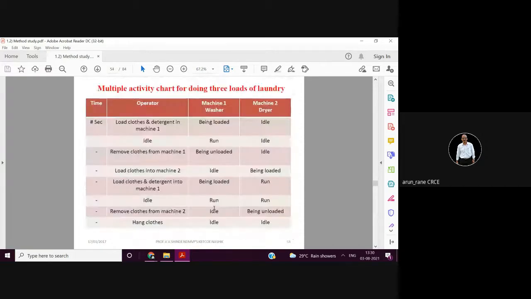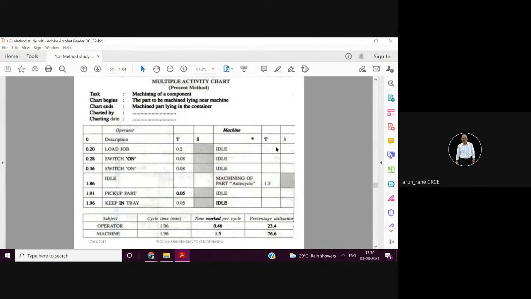Okay, so now you have to check here. You have to check for the idleness, and then you have to see how this idleness can be eliminated, right.